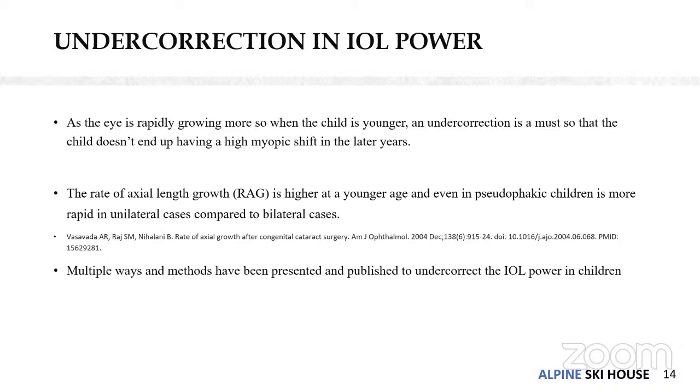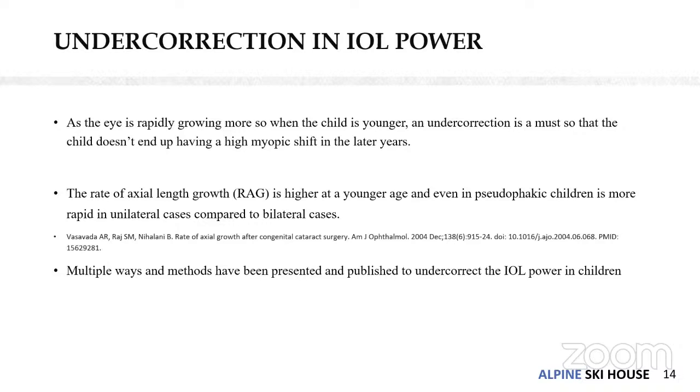Undercorrection of IOL power is needed as the eye is rapidly growing. So when the child is younger, undercorrection is a must, otherwise the child ends up having a high myopic shift in later years. The rate of axial length growth is higher at a younger age, and even in a pseudophakic child it is more rapid in unilateral cases compared to bilateral cases.